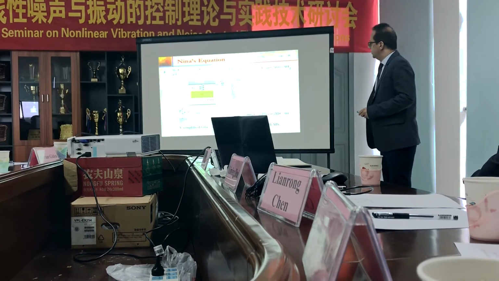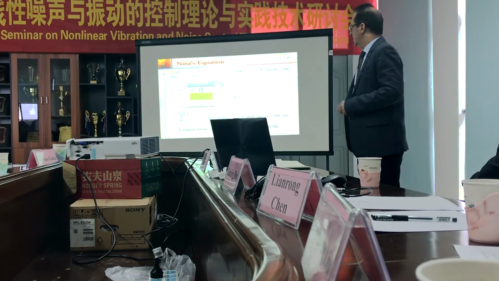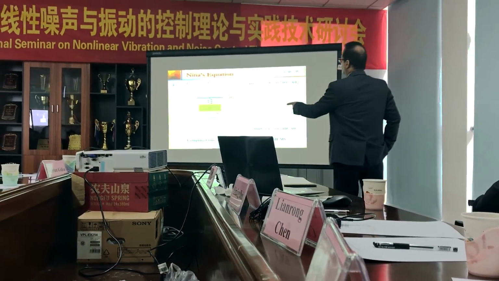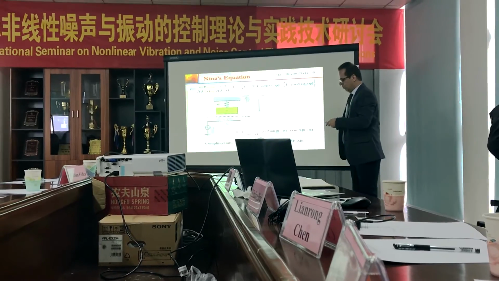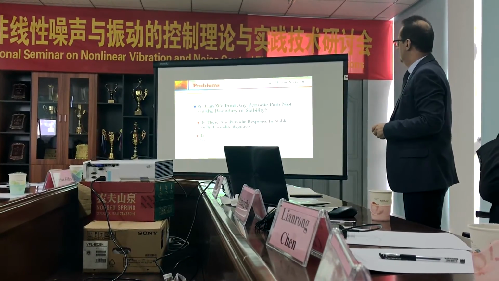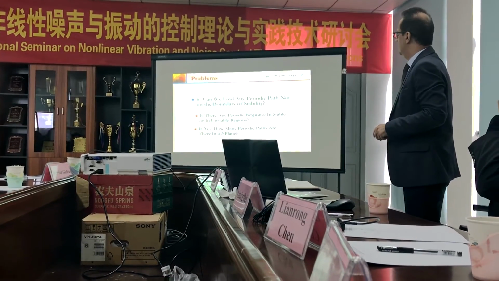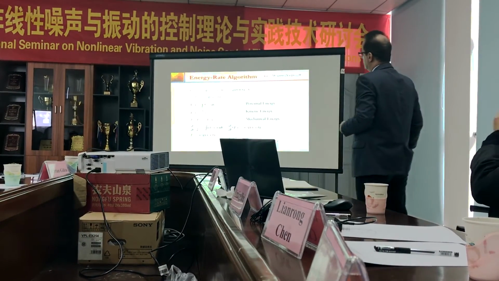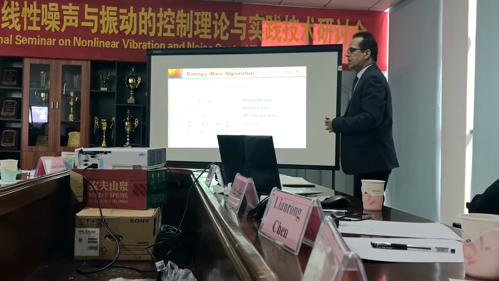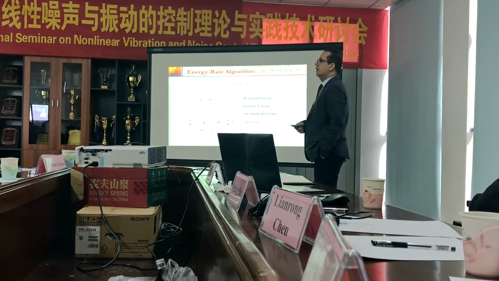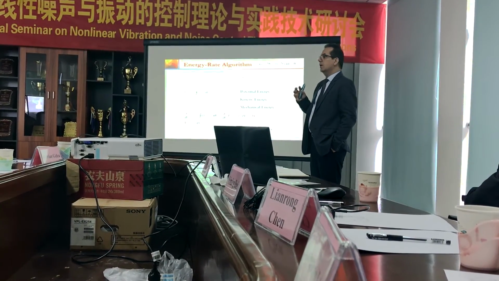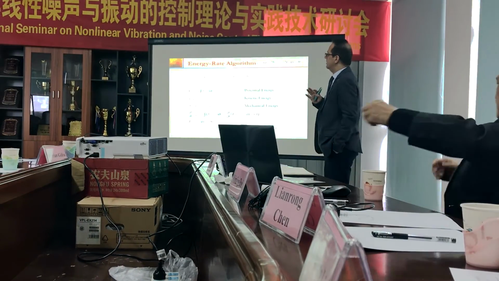For example, this complicated MEMS system that one of my students called Nina worked on and generated an equation. As you can see, that's the equation over there. I call that the Nina equation. But that's a parametric system. These are other questions that you can raise. I don't want to take that time. But the method that I generated, I called it energy rate algorithm or energy rate method. It looks simple and logical, and it works fantastically.